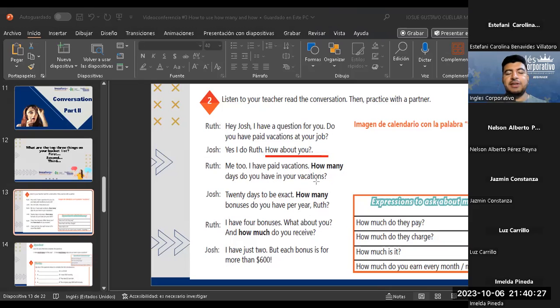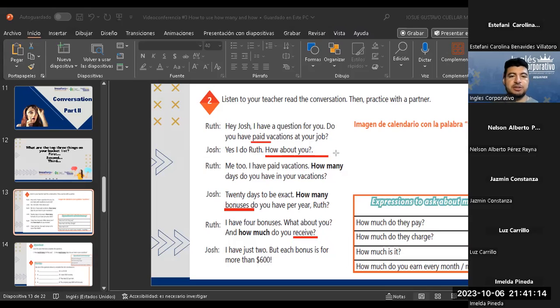How many days do you have in your vacations? 20 days to be exact. How many bonuses do you have per year, Ruth? I have 4 bonuses. What about you? And how much do you receive? Okay, receive. I have just 2, but each bonus is for more than $600. Okay. Paid. Let's see. A ver si tengo otro. These are maybe the most difficult words, okay? Paid, how about you? Bonuses, received.